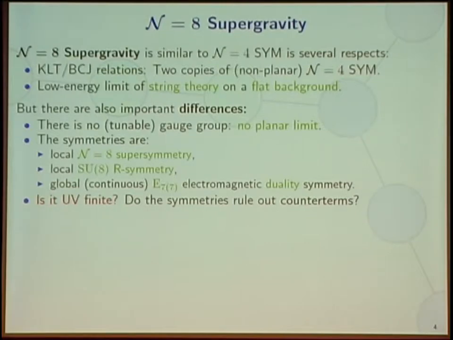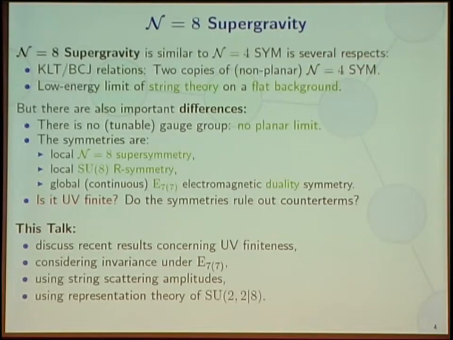And in the context of this talk, I would phrase the question as follows. Do the symmetries that this theory has rule out all potential counterterms? And if there are no counterterms, then the theory must be finite, or UV finite. So in this talk, I shall discuss recent results concerning UV finiteness of N=8 supergravity, considering its invariance under this E7(7) duality symmetry, making use of scattering amplitudes from string theory, and also using representation theory of N=8 superconformal symmetry at the very end.